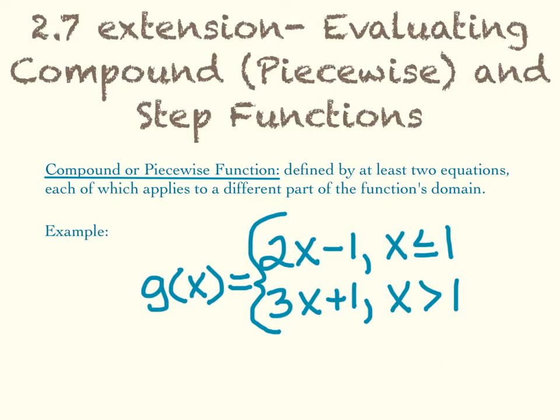This is what a compound or piecewise function might look like. You've got at least two. You could definitely have more than two equations, but each part has a limitation on the domain written after it. And so this one would be the line 2x minus 1, but only for the parts where x is less than or equal to 1. So it would just stop when x equals 1. And since it's equal to, it would stop with a closed circle. And then we would graph the line y equals 3x plus 1, and we would start it at 1 with an open circle and then go on to the right for all the x's greater than 1. So two different pieces.